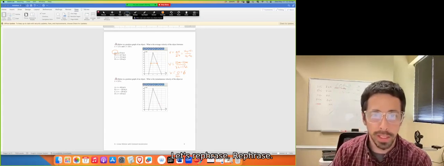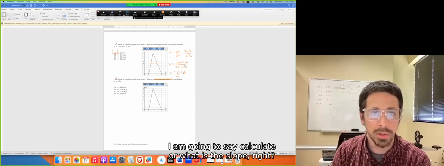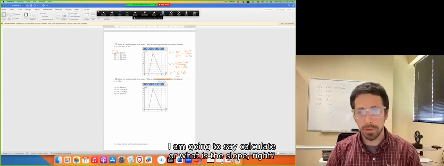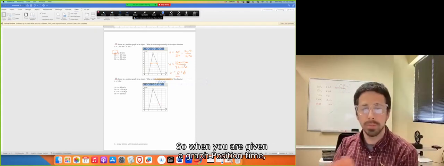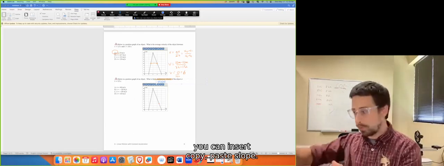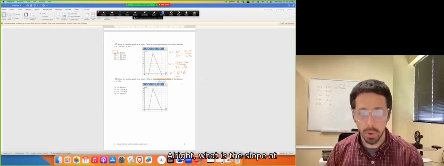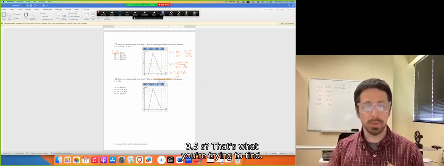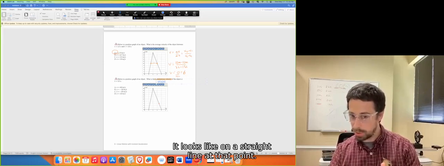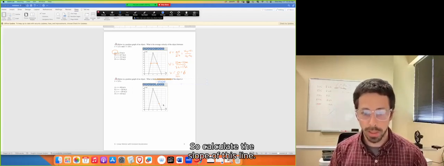Let's rephrase. Instead of saying instantaneous velocity, I am going to say calculate the slope, right? When you are given a position-time graph and you are asked to read velocity, you can copy, paste, slope. What is the slope at 3.5 seconds? That's what you're trying to find. It looks like you're on a straight line at that point, so you can choose any 2 points on that line. So calculate the slope of this line.